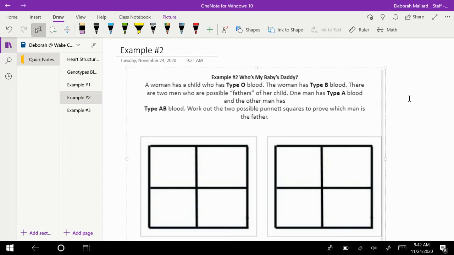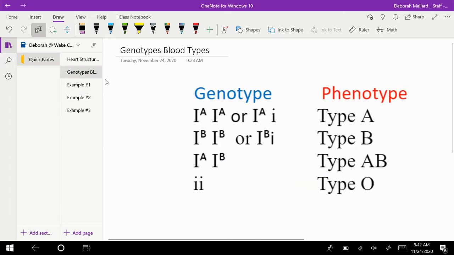All right, so let's start here. We're going to need to set up our Punnett squares. It says the woman has type B blood. However, if we look back here, type B blood doesn't tell us if she's homozygous or if she's heterozygous. It just tells us she has type B blood. So the only thing that we know is she has to have at least one I to the B.